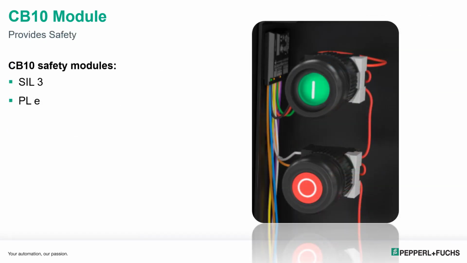The CB10 module also comes with safety models. This covers the highest safety standards. SIL 3, which is safety integrity level of 3. This covers the highest levels of potential harm and probability that a risk would happen. And PLE, or performance level of E. This covers the highest level of performance.